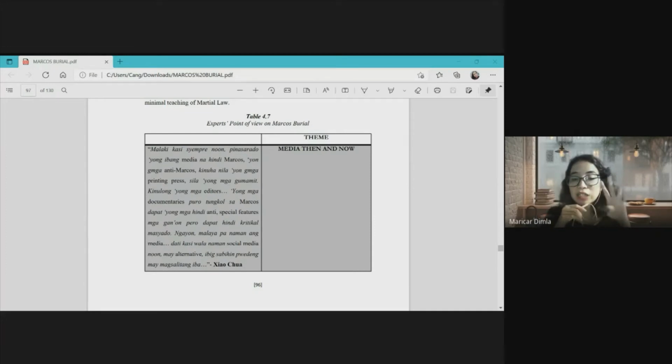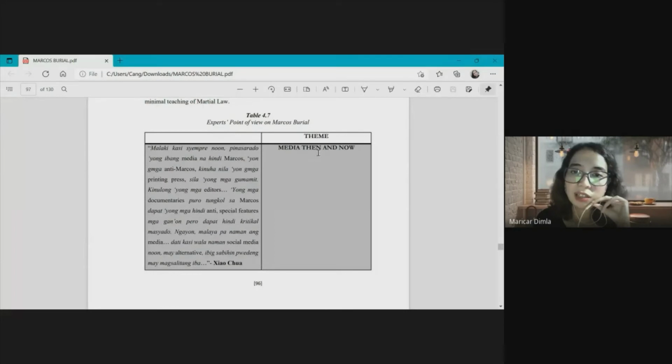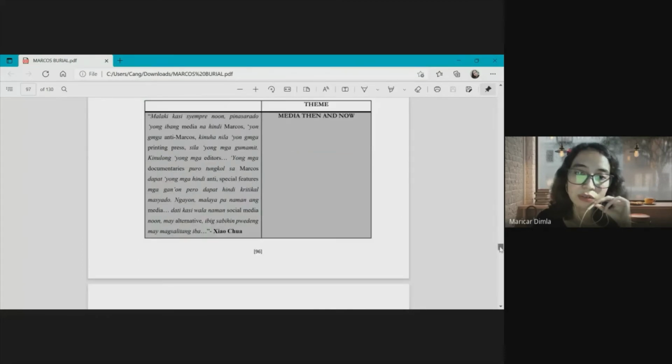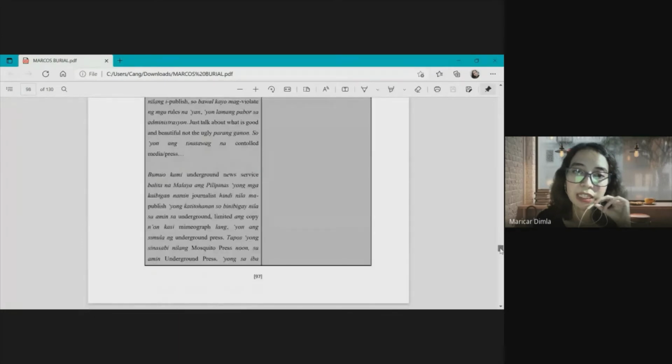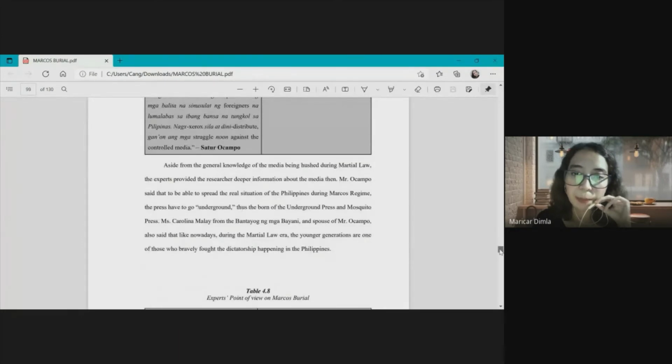So, class, no, we have three historians here. So, haba ng discussion namin, ng interview namin sa kanila. So, pinili lang namin yung karapat-dapat for us to accomplish the thematic approach. So, class, on this note, yung team namin sa kanila upon interviewing them is the what is the media before and now. So, ayun yung chika ni Mr. Xiao Chua, tsaka ni an historian from the Bantayog ng mga bayani, and then sa Tour Ocampo.